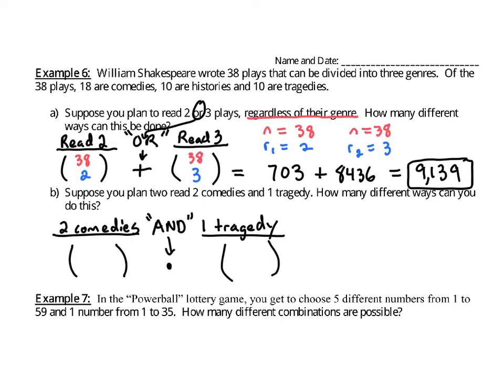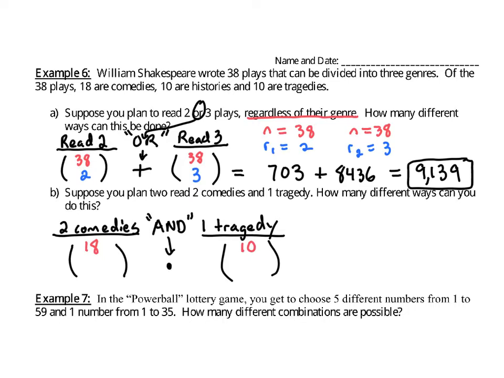So in part B, we have a different scenario. We plan to read 2 comedies and 1 tragedy. How many different ways can we do this? Well, let's start with the comedies. Well, how many do we have to choose from? We're going to choose 2, but there are 18 of those to choose from, so that's our N, or total object number value. And then for the 1 tragedy, there were 10 total tragedies to choose from.